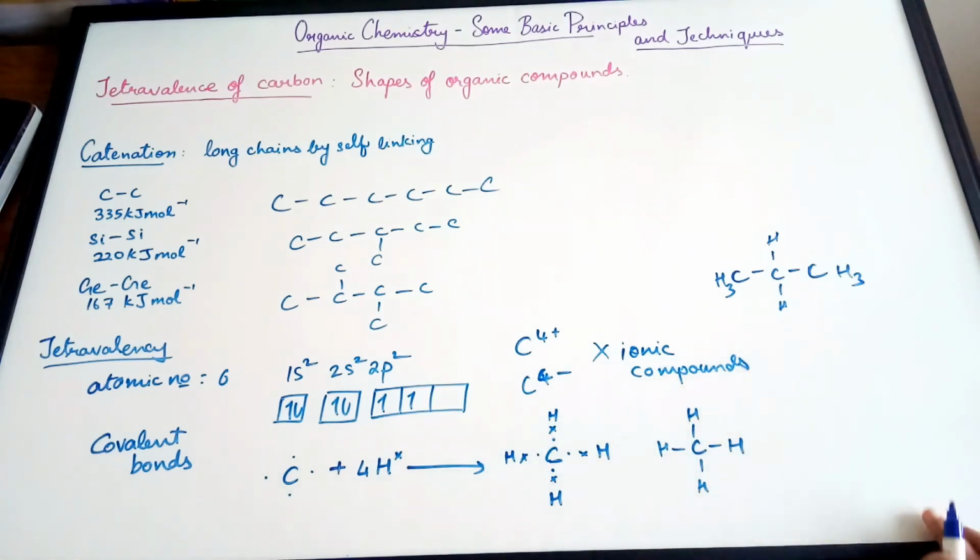So there are 2 properties that we learned about: catenation and tetravalency. Catenation is long chains by self-linking of the same atom. Carbon's long chains are pretty stable, and tetravalency is basically the valency of carbon, which is 4, and because it requires a lot of energy to form ions of carbon, it leads to the formation of covalent bonds.